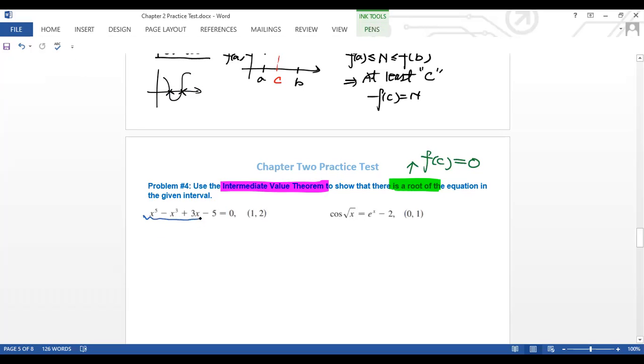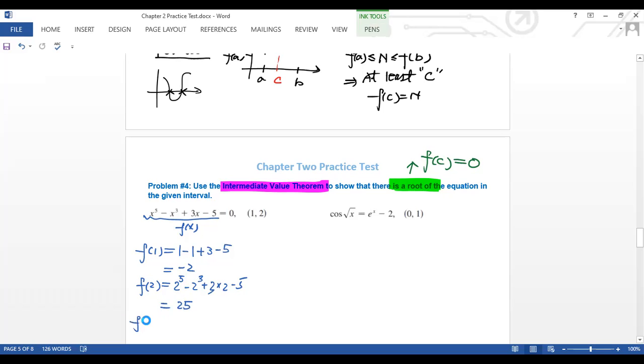Okay, so let's say this is my f of x. On the interval, what is f of 1? I put 1 in here, so it's 1 minus 1 plus 3 minus 5. This value is negative 2, right? And then f of 2 is 2 to the 5th power minus 2 to the 3rd power plus 2 times 3 times 2 minus 5. So 32 minus 8 plus 6 minus 5, I got 25. So one is positive, one is negative.